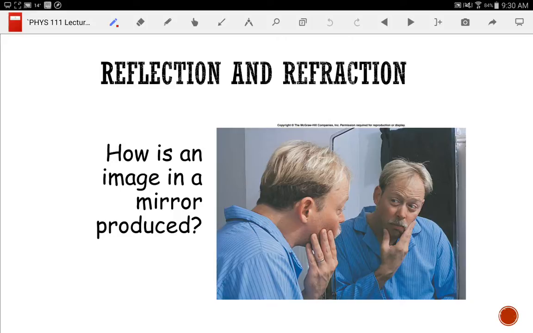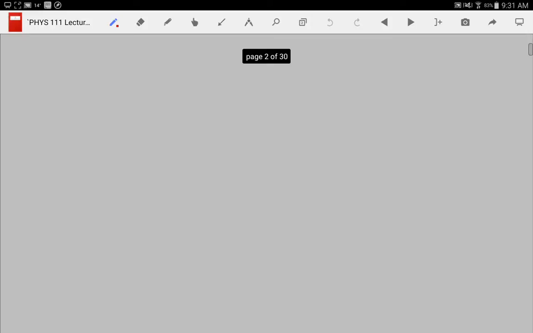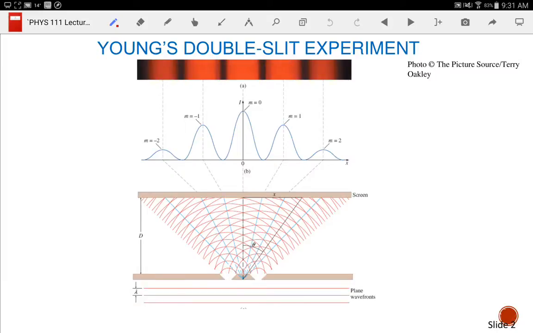Okay, so then we're going to get to talking about reflections. We won't get to refraction in class today, but we will for lab today. So first, this Young's double slit experiment.